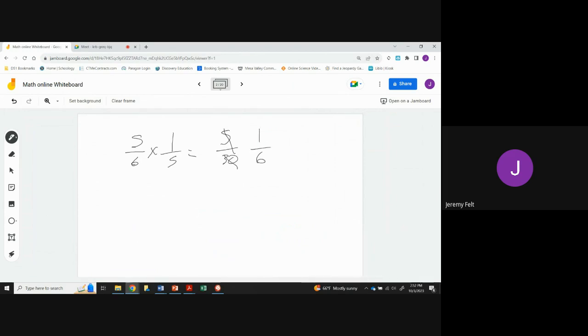Well, nothing wrong with that. It's just if we see that 5 and 5 would cancel out right away, I'm left with 1 times 1, which is 1, over 6 times 1, which is 6. Now we have it reduced, and we're done.